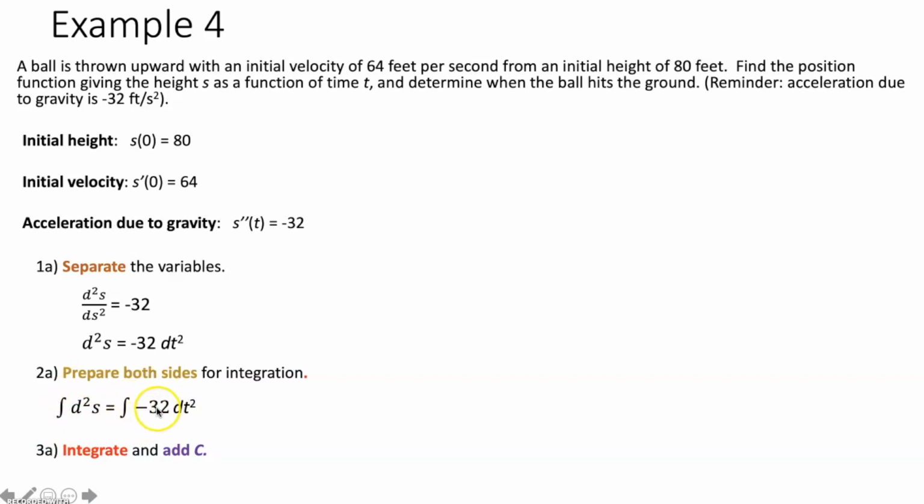When I integrate over here, remember the integral of a constant, I just tack on a t. So this is going to become negative 32t plus c. I have now found my general solution for my velocity function, but I am given an initial condition, meaning I can solve for my particular solution for my velocity function. So all I have to do is take 0, plug it in for t, take 64, plug it in for ds/dt, and now I can solve for c.